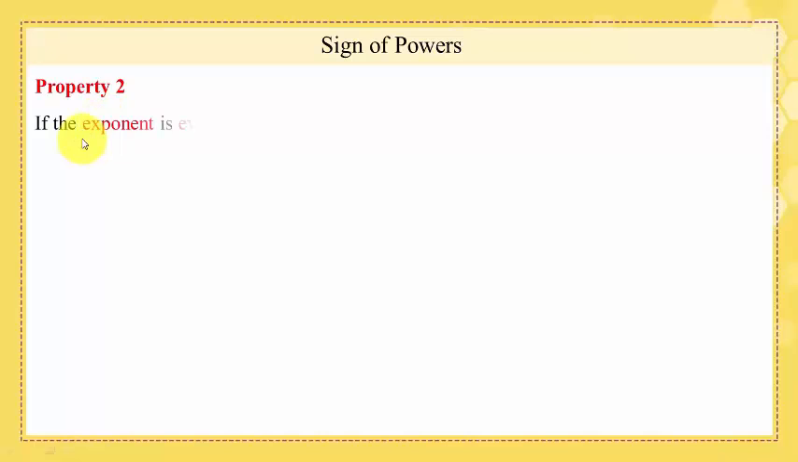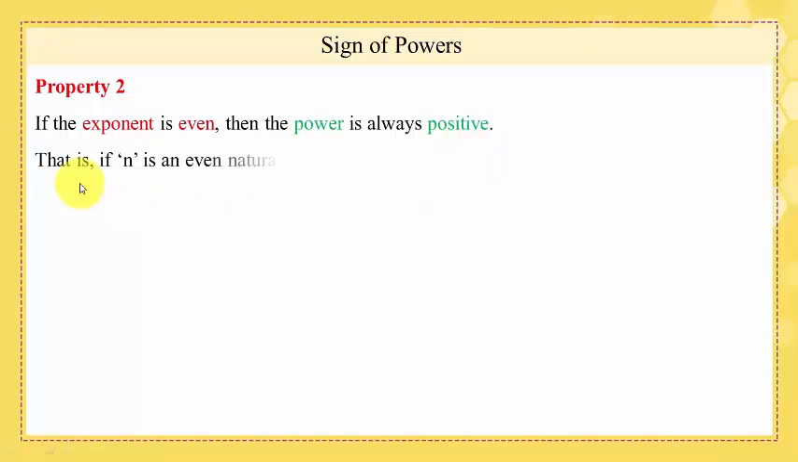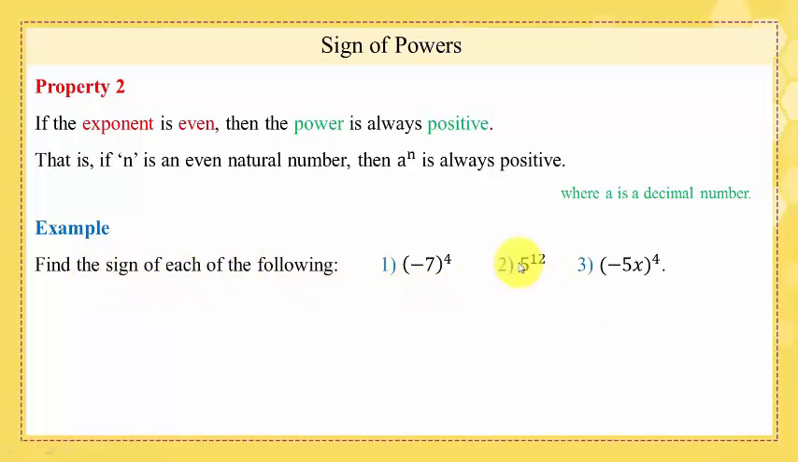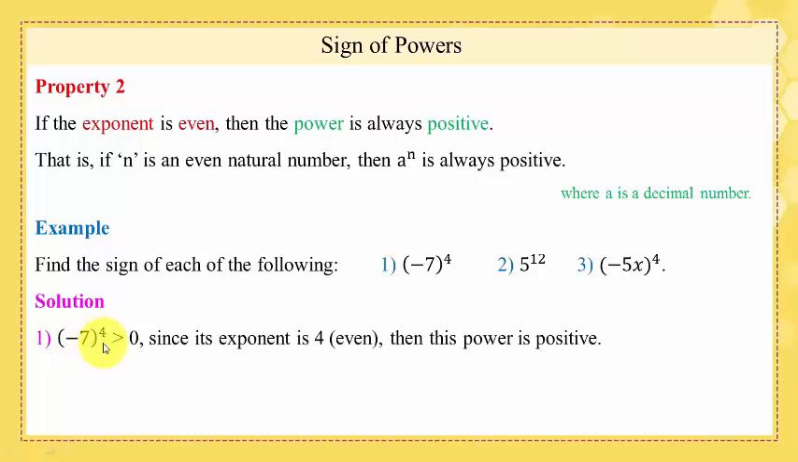Property 2. If the exponent is even, then the power is always positive. That is, if n is an even natural number, then a exponent n is always positive, where a is a decimal number. Example: find the sign of each of the following powers. Look, all the exponents are even. Solution. Minus 7 exponent 4. The exponent is even, so as the rule said, the power is always positive. Since the exponent is 4, which is even, this power is positive.